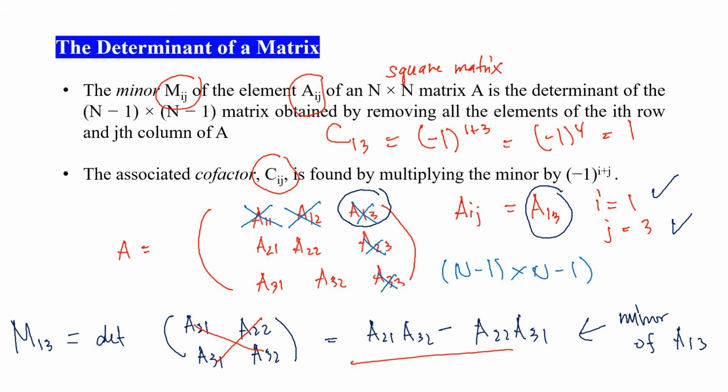Okay, so we have now defined your minor and your cofactor, and we're now ready to get the determinant of your 3 by 3 matrix.